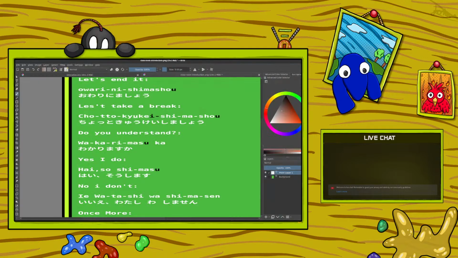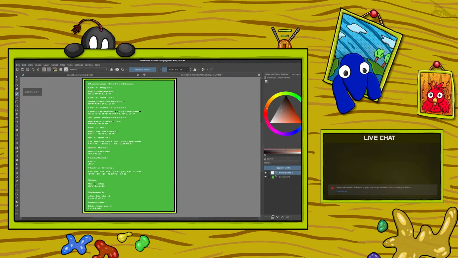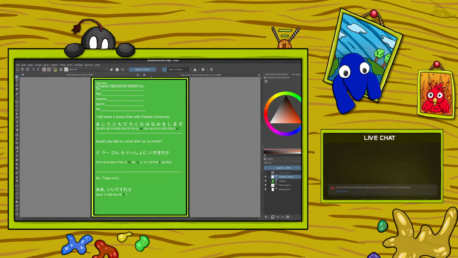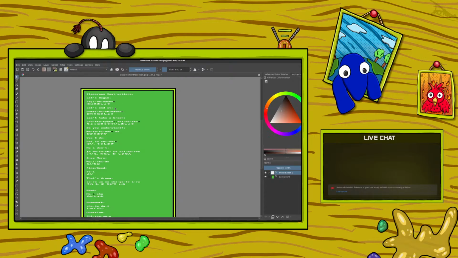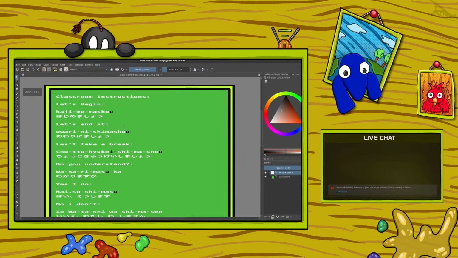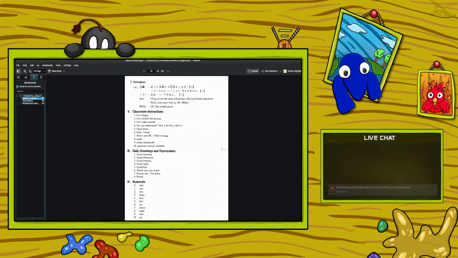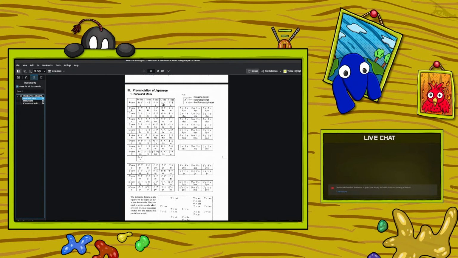So with that said, we have the classroom introductions here. I have the PNG file for it as well. I also have the intonations here as well. But yes, what I'm going to be doing here is just writing on it, and then let's see if it goes. So as you can see, you can see all the stuff.